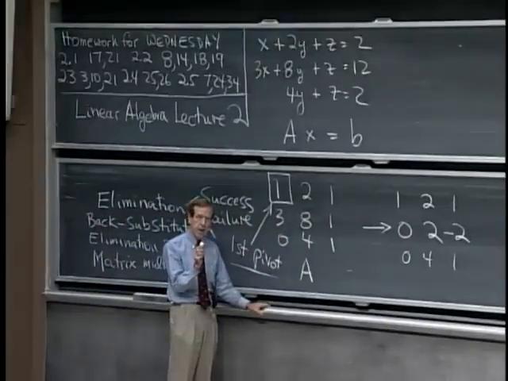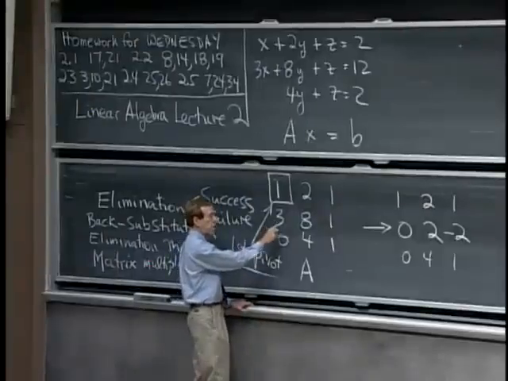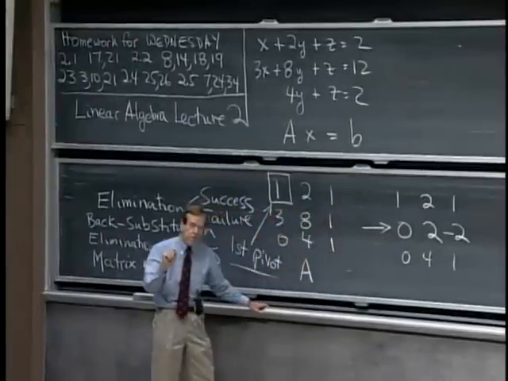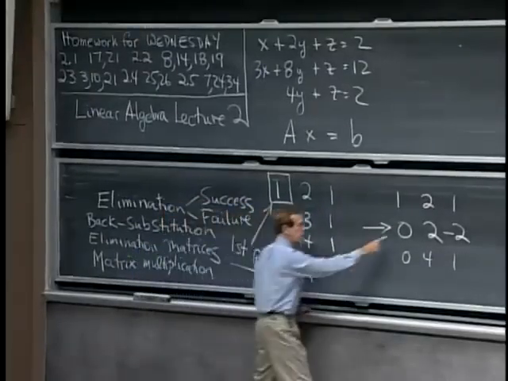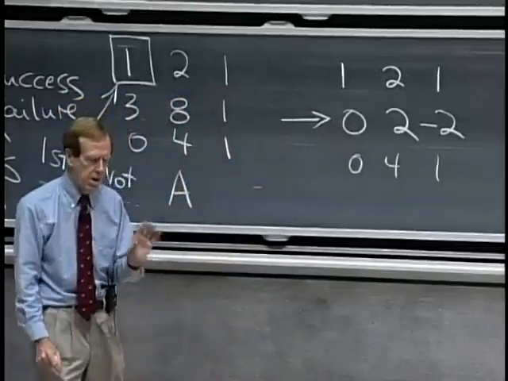Strictly speaking, the position that I cleaned up was the 2, 1 position, row 2, column 1. So I got a 0 in the 2, 1 position. I'll use 2, 1 as the index of that step.